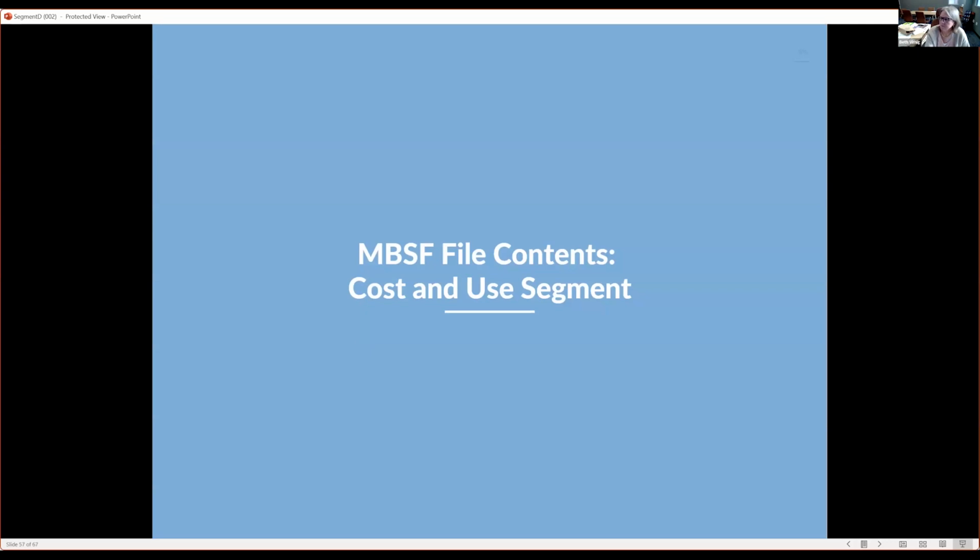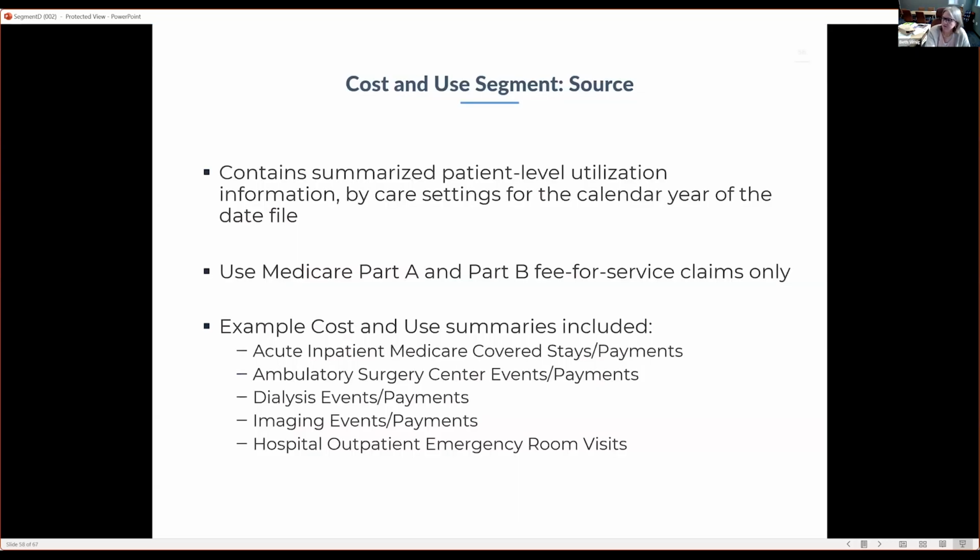There's a cost and use segment, patient level utilization. It's based on fee-for-service claims only. So if you're doing a study that mixes fee-for-service and managed care, this segment is not going to be helpful. It includes summaries, acute inpatient stays, ambulatory surgical center stays, dialysis, imaging, hospital outpatient, emergency room, and such.